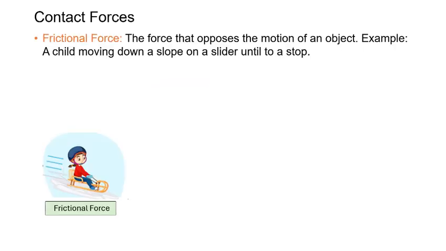Okay, the contact forces. For example, frictional force is the force that opposes the motion of an object. For example, a child moving down a slope on a slider until a stop. We say until a stop because the frictional force will always be pushing against the slider until the slider stops. Otherwise, if there was no frictional force, the child would be sliding forever without stopping.